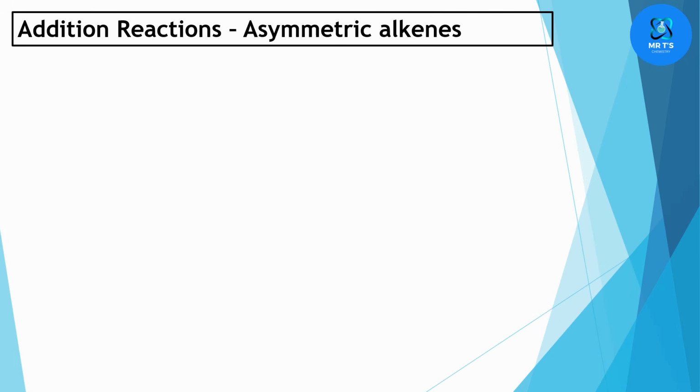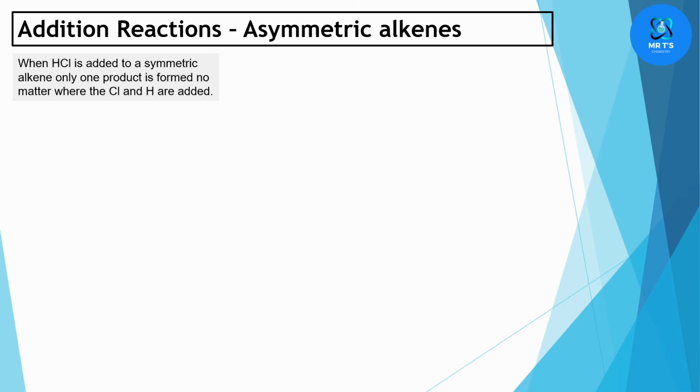Okay, so in this video we're going to go over a specific type of addition reactions. That's addition reactions of hydrogen halides and water to asymmetric alkenes. Okay, first up, let's look at what happens when we add hydrogen chloride, that's our hydrogen halide, to a symmetric alkene.